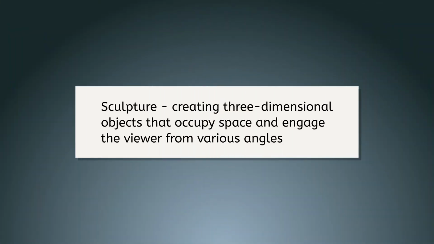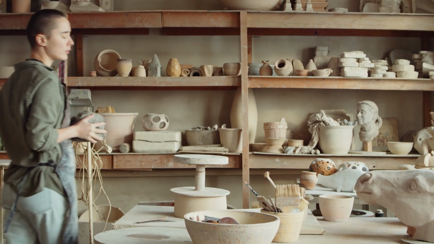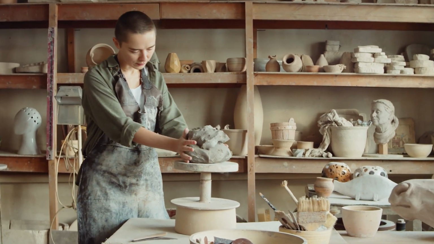Sculpture involves creating three-dimensional objects that occupy space and engage the viewer from various angles. The essence of sculpture is defined by its physical presence and volume, emphasizing form. So what methods do sculptors employ to render form tangible? Well, it largely depends on their choice of materials.